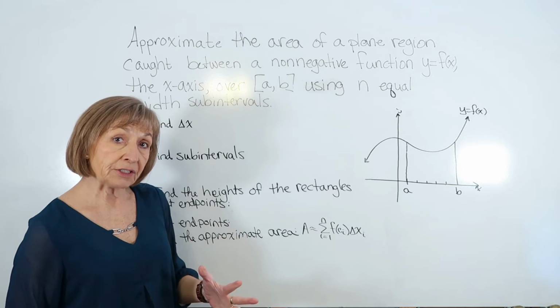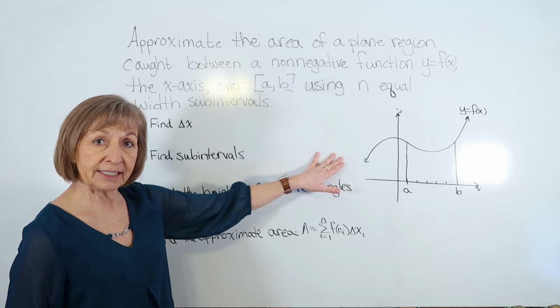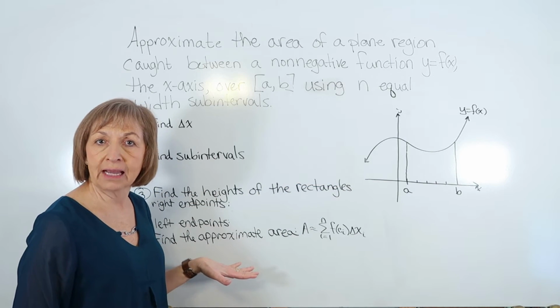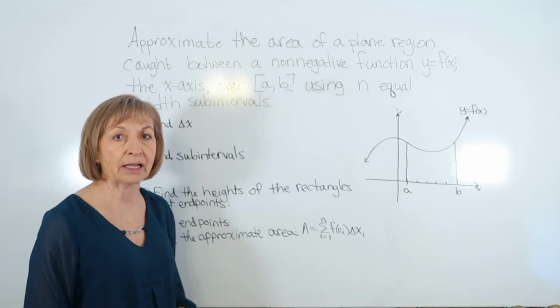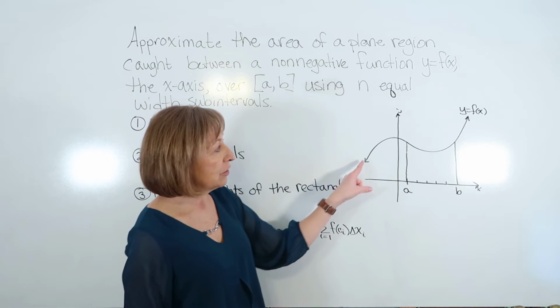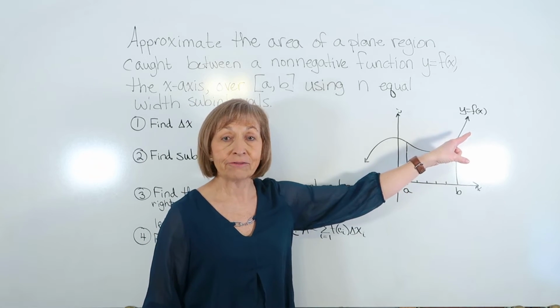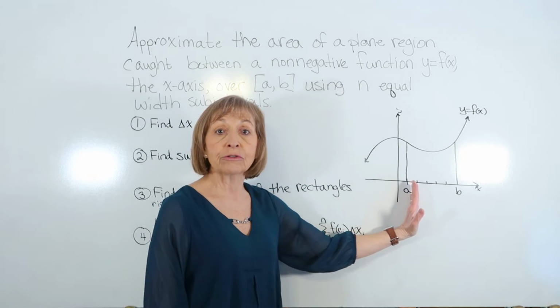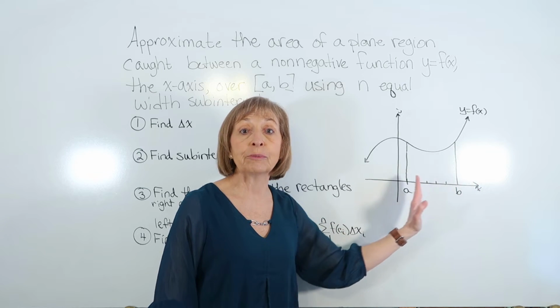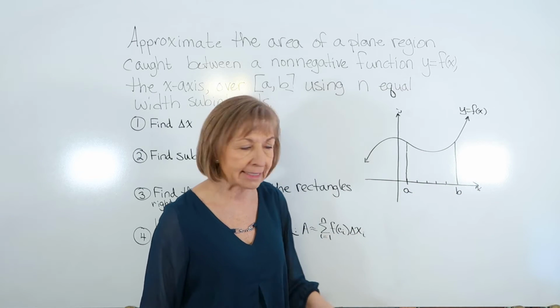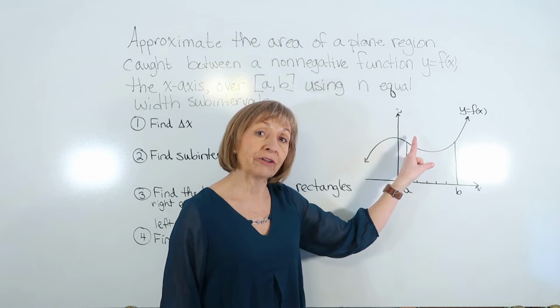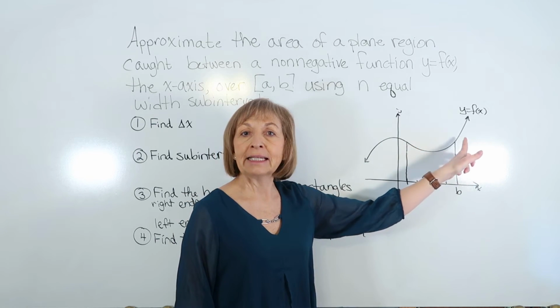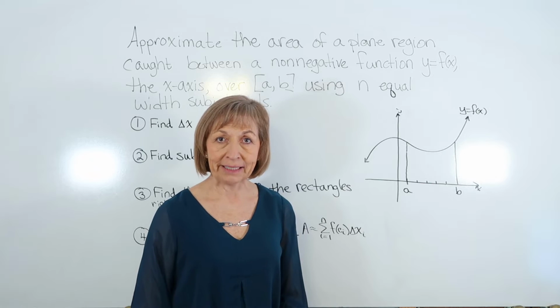Now what we are going to do is get a picture idea of it and then go through the steps of what we would need to do in order to find an approximate value for this area. So I've graphed a non-negative function over the closed interval from a to b. Your interval from a to b is on your x-axis, and then I drew a vertical line at the start of the interval, a, and a vertical line at the end of the interval, b.